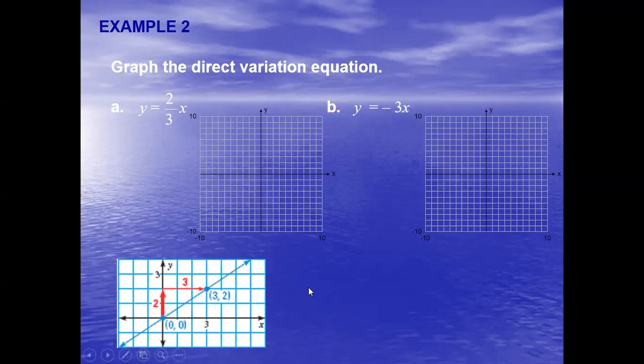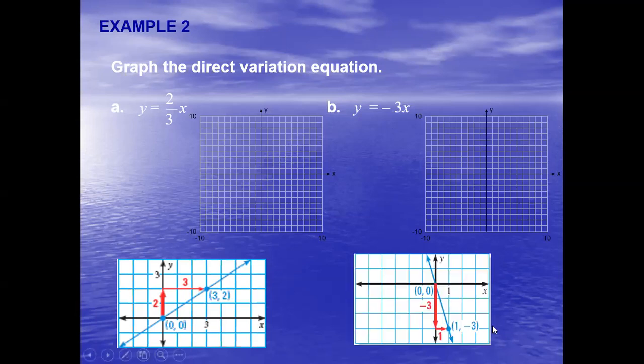Okay, this is if the direct variation constant is a fraction. But in the second example, it's not a fraction. It's just a number. Yes, but this number can be written as negative 3 over 1 as well. So we will rise negative 3, or 3 units in the down direction because it's negative, and we will run right 1. So 3 down because it's negative, and right 1 to achieve point 1, negative 3. By connecting point 1, negative 3 to point 0, 0, we got the direct variation.